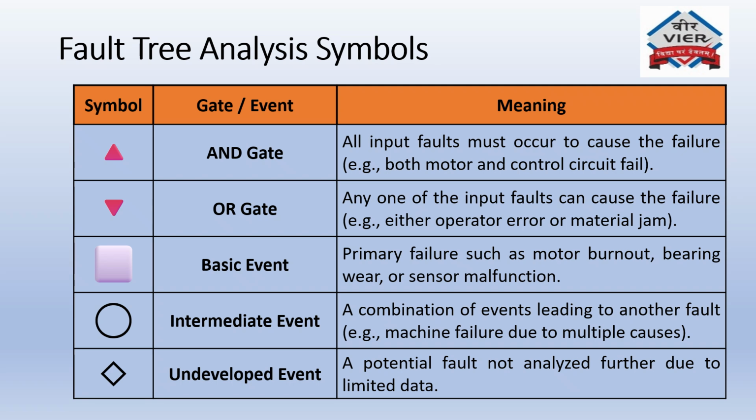Then the circle is the intermediate event, a combination of events leading to another fault, that is, machine failure due to multiple causes. Then the undeveloped event, that is a potential fault not analyzed further due to limited data.